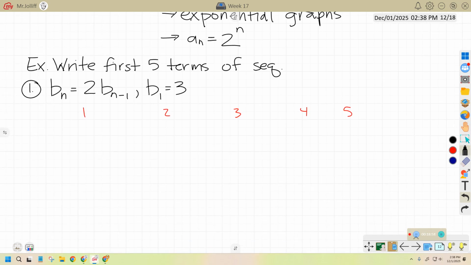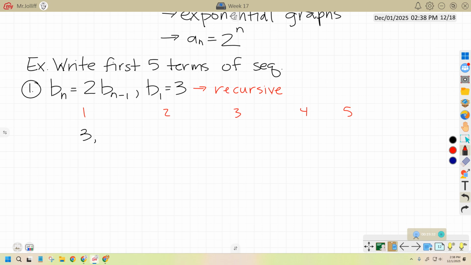Based on that definition, what is my first term value? 3. They told me. N is 1, B is 3. So the first number of my sequence is 3. What type of formula is that they gave us? Is it explicit or is it recursive? Recursive. Very good. It has 2 pieces, not defined by n. And then the question is, is this a pattern we recognize? Maybe, maybe not. Let's find the next term.